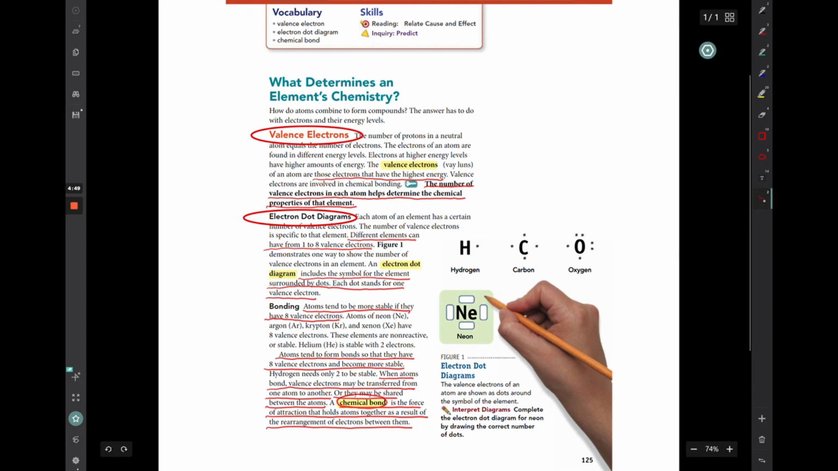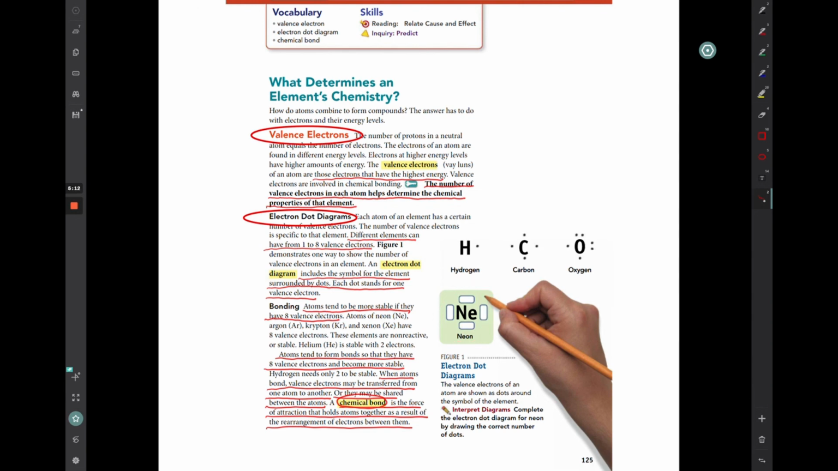Oxygen has 6, so we go 1, 2, 3, 4, 5, 6. And since the most that you can have is 8, you would then go here next and then here next to fill in for 8. So you have neon given as an example here.